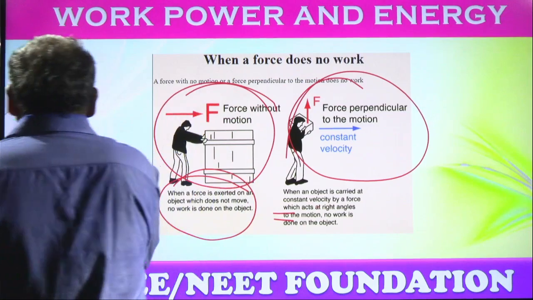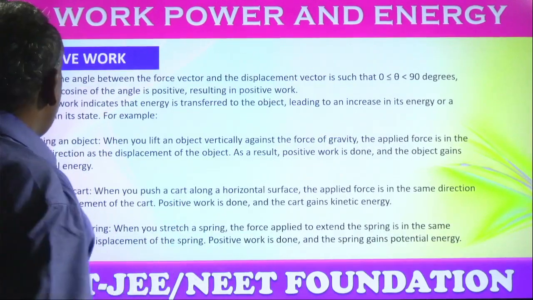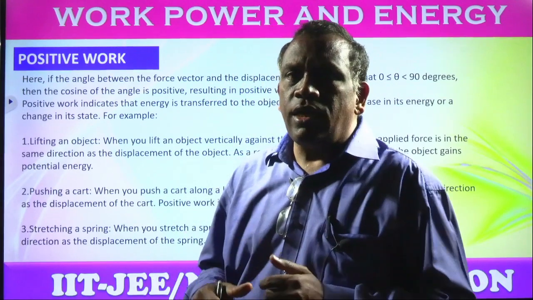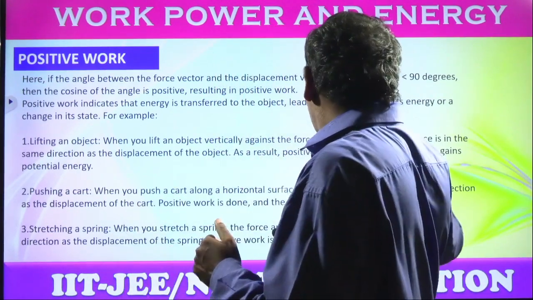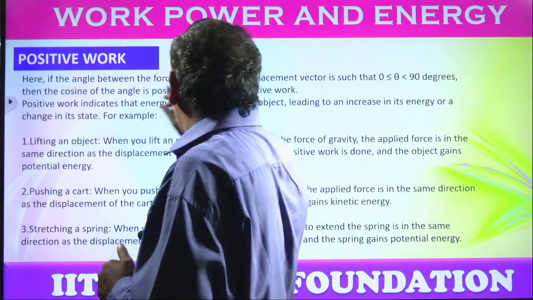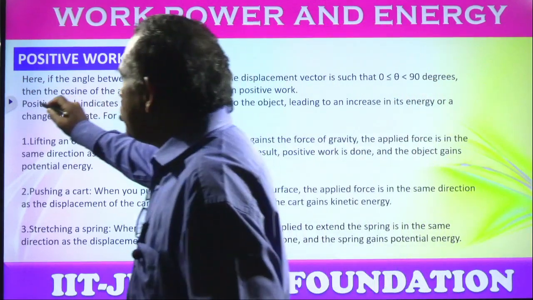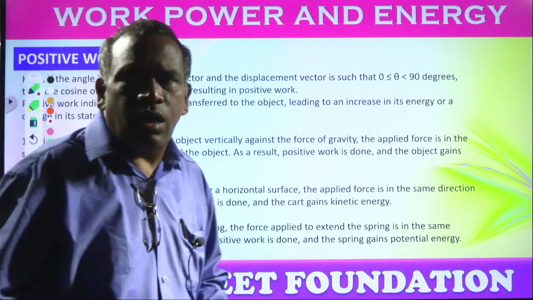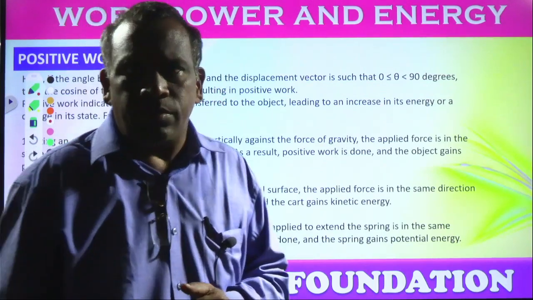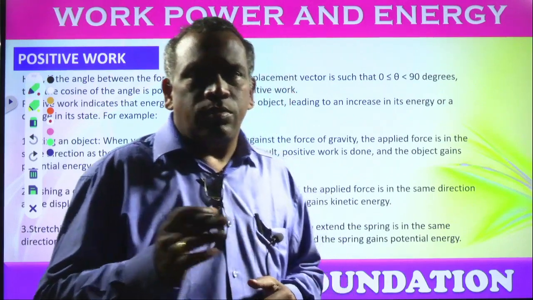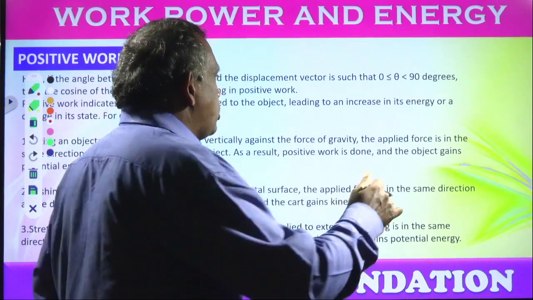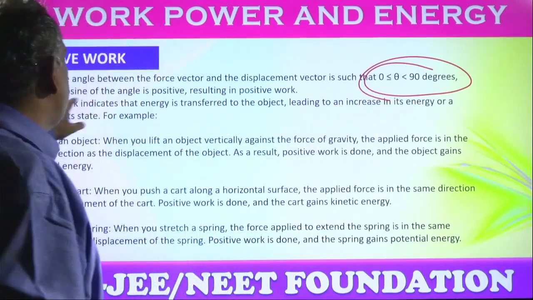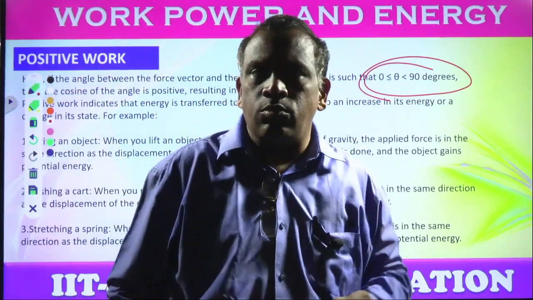And the next one, positive work and negative work. These are the two important things. Positive work is when the angle between the force and displacement is 0 to 90 degrees. It means that cos 0 is 1, cos 30 is root 3 by 2, cos 60 is 1 by 2, and cos 90 is 0. So 1 to 0, the values which give positive work done. When the angle between force and displacement is 0 to 90 degrees, the work is said to be positive work.